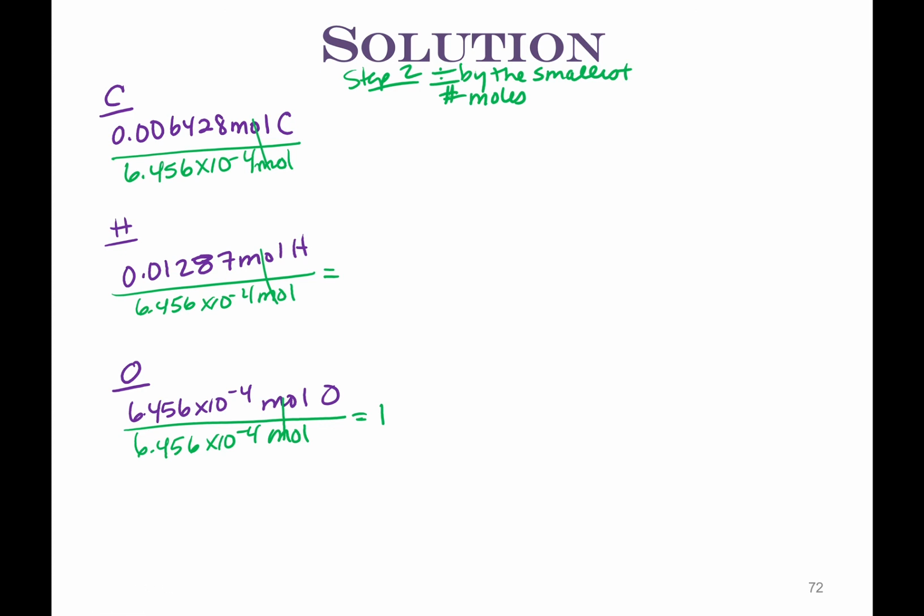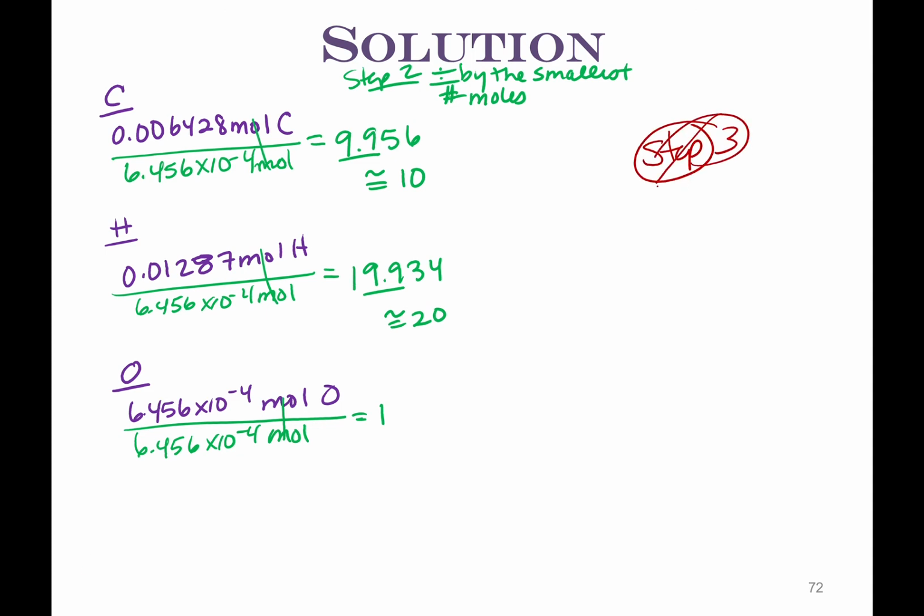So 0.006428 divided by the 6.456 is 9.956. 9.9 is roundable, so this will be 10. And 0.01287 divided by X is 19.934, and that is roundable as well, so this would be roundable to 20. So good, we don't have to actually do step number 3. Step number 3 is not always required. Step 3 is not required here because these are all roundably whole numbers.